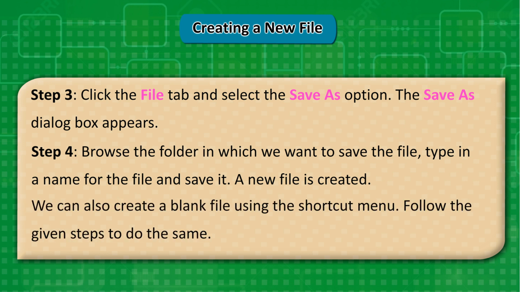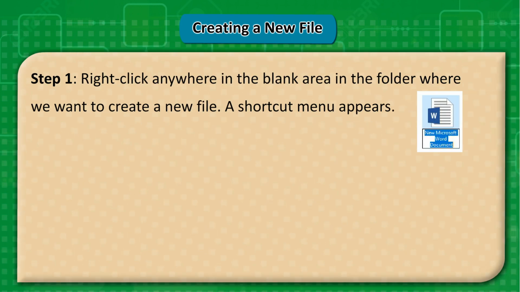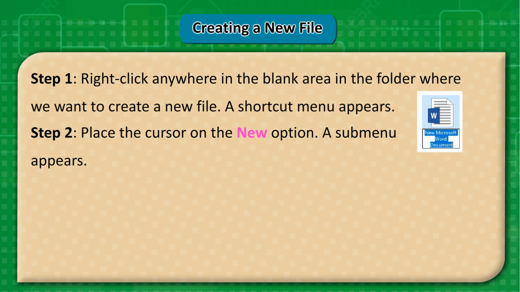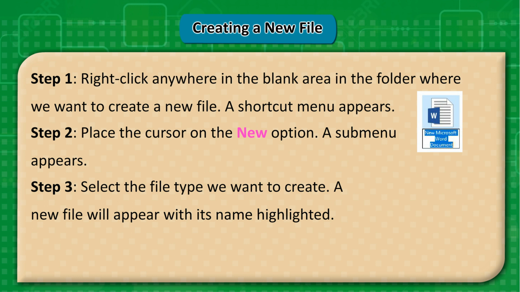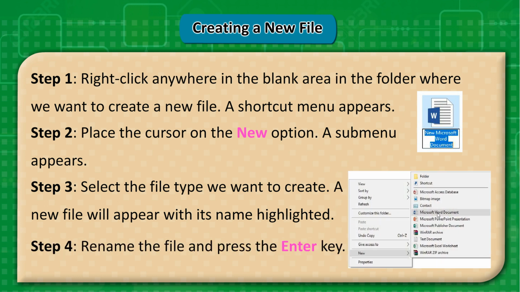We can also create a blank file using the shortcut menu. Follow the given steps to do the same. Step 1. Right-click anywhere in the blank area in the folder where we want to create a new file. A shortcut menu appears. Step 2. Place the cursor on the New option. A submenu appears. Step 3. Select the file type we want to create. A new file will appear with its name highlighted. Step 4. Rename the file and press the Enter key.